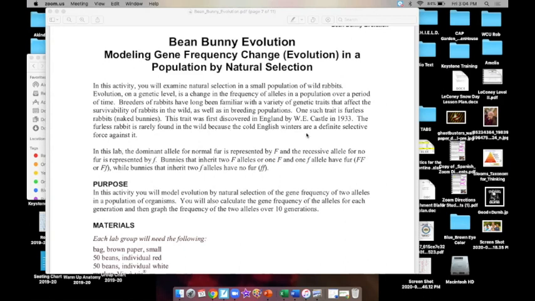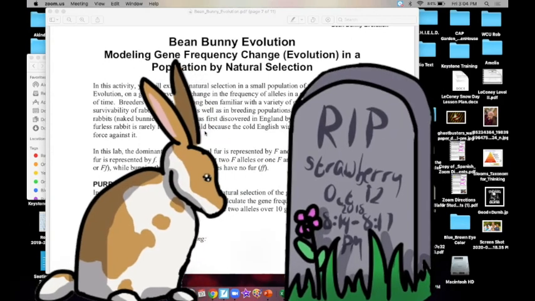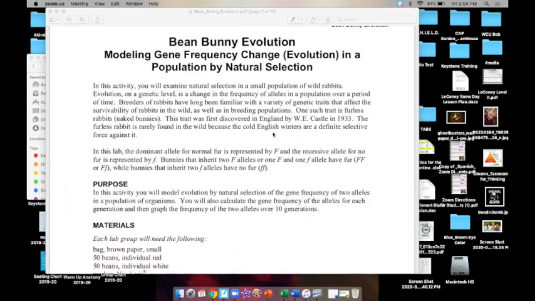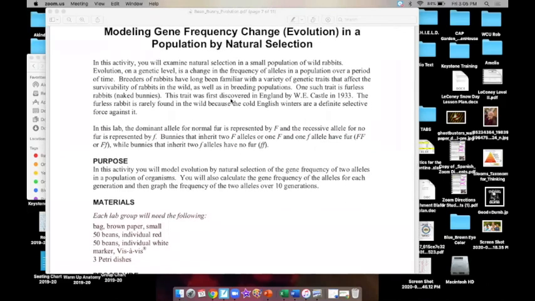The furless rabbit is rarely found in the wild because cold English winters are a definite selective force against it. All right, I'm going to pause there for a second. Selective force. That means this is something about their environment that will kill them. Right? If you are a furless bunny, you will freeze to death in these cold English winters. So that's why we don't come across furless rabbits too often, is because they're dead. That's an important thing. That's called natural selection. If you're not good enough for your environment, you die.